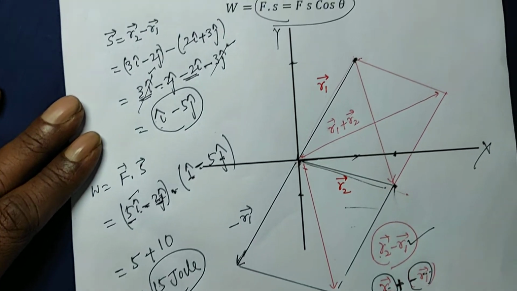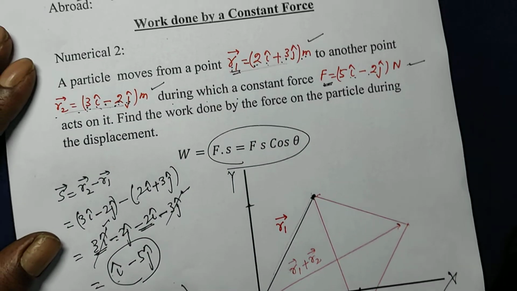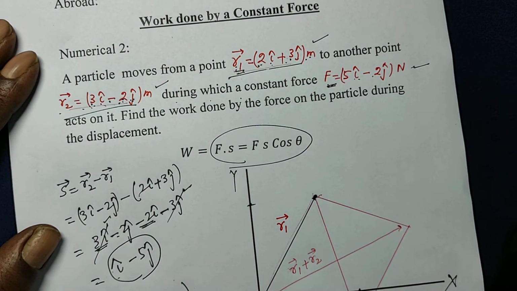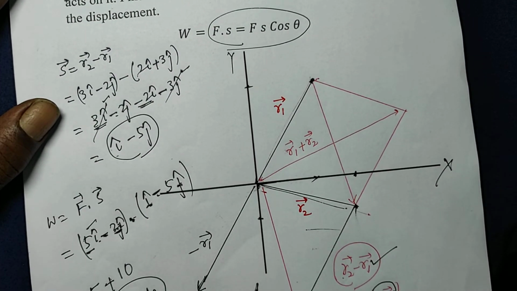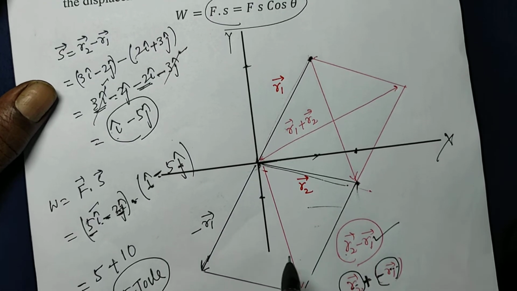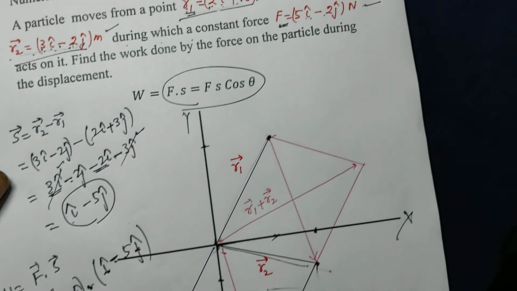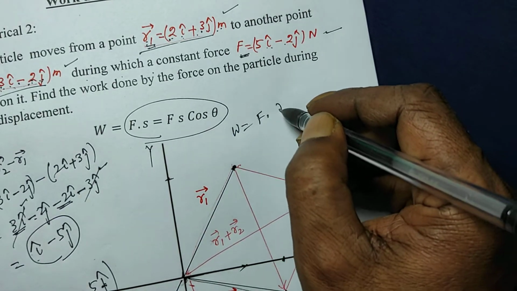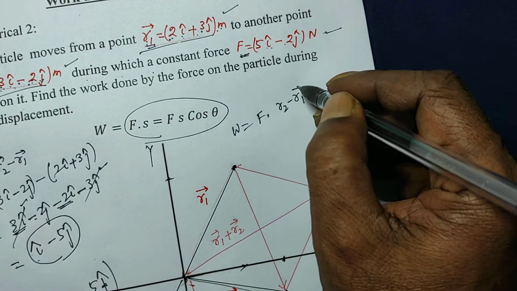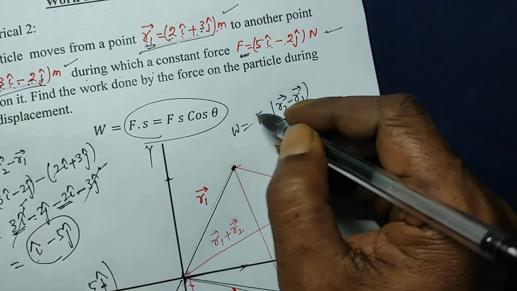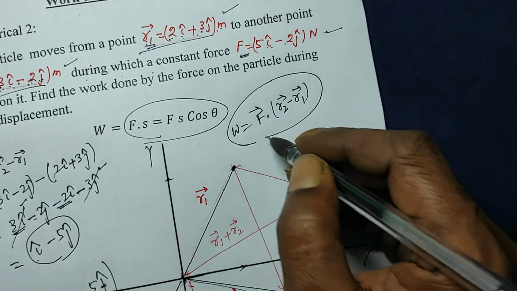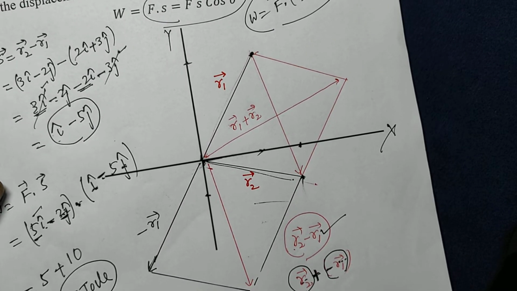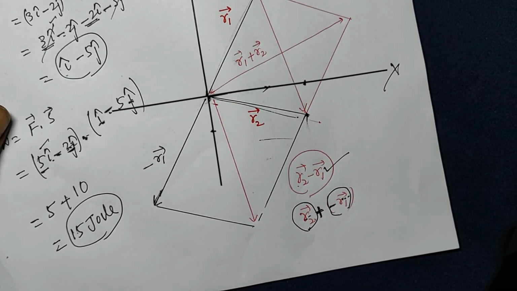Work done is positive. So 15 joules of work is done. When a body moves from this position to this position, how do you find the displacement? I explained it vectorially. There was no need to draw this diagram. You could have straightaway written it as F dot R2 minus R1, and straightaway found it. So that is all about it.